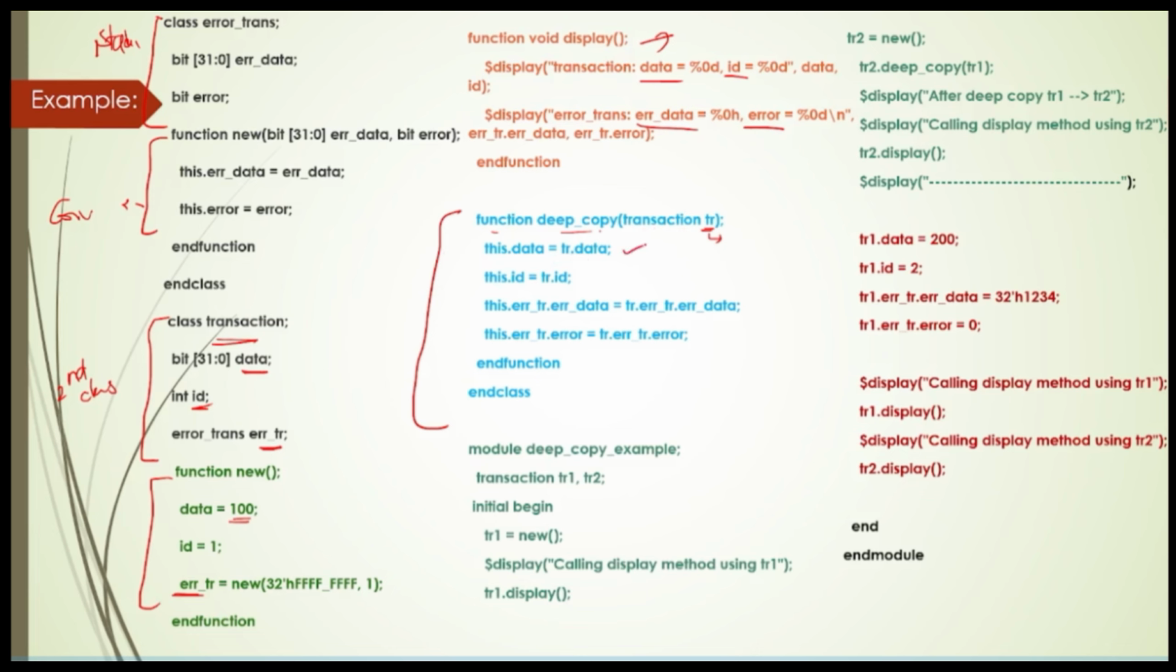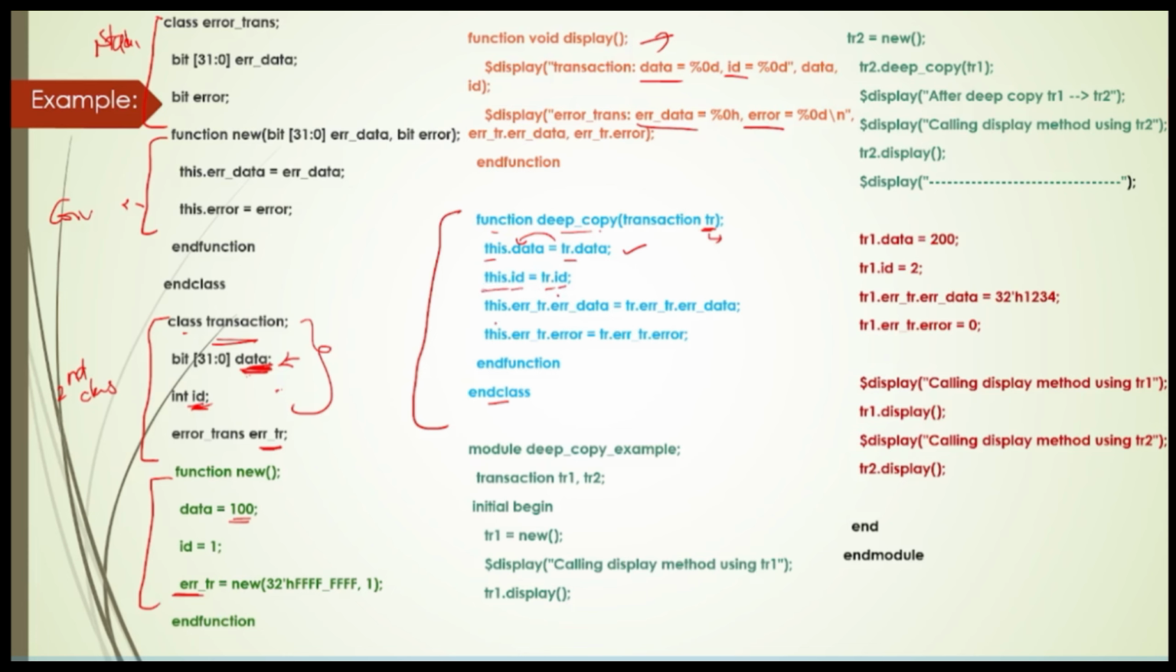Within this, I am assigning everything that is there in my transaction class in detail. Whatever is there in tr.data is assigned to this.data. That means this.data is the variable in the present class. this is the keyword meaning the present class, because within this class you have only this particular class. Similarly, whatever is there in tr.id will be copied to this.id.